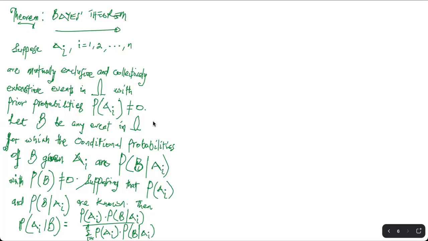Of course, when I say they are non-zero, it doesn't mean they can be negative, because these are probabilities. So obviously greater than zero, but bounded above by one. Then let B be any event in the sample space for which the conditional probabilities of B given A_i are as such, where the probability of B is also non-zero. So now let's suppose that the probabilities of the A_i and the probabilities of B given A_i are known. Then the probability of A_i given B is given by this expression, all right? So the proof is simple.